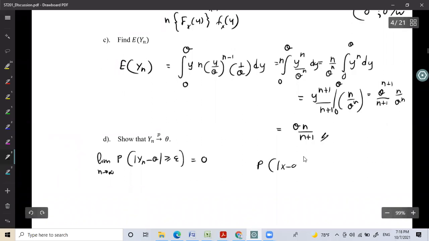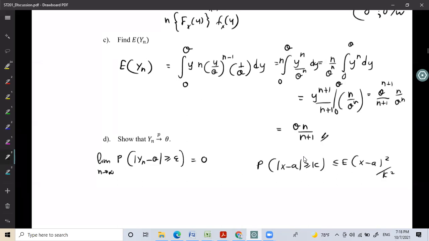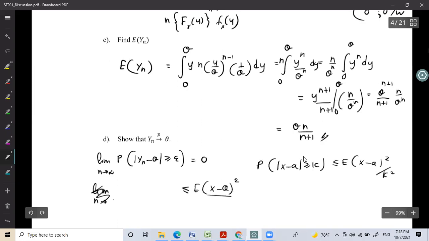So you can use the very first or the original Chebyshev inequality, which will be the probability that |X minus a| is greater than or equal to k is less than or equal to E[(X minus a) squared] over k squared, right? So instead of k, you have epsilon, and you have to show, as n goes to infinity, this is less than or equal to the expectation of (Yn minus theta) squared over epsilon squared.